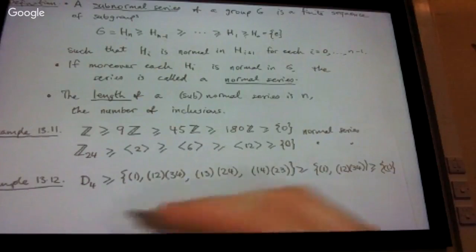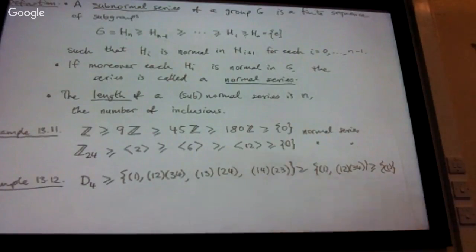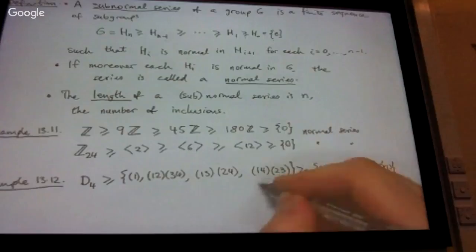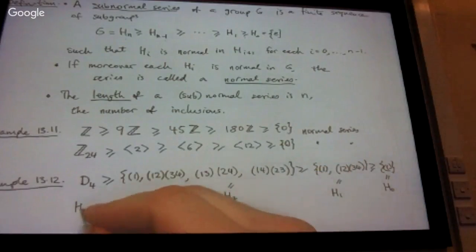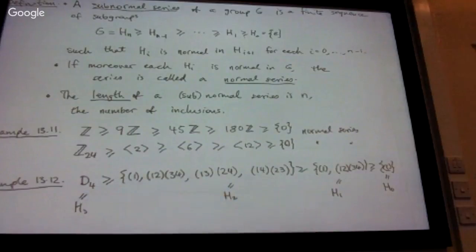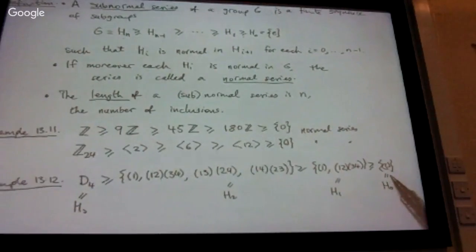So what do we call this? H0. This one was H1. This one is H2. This one is H3. Okay.